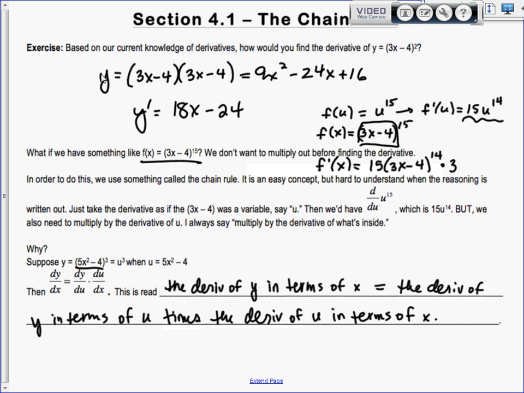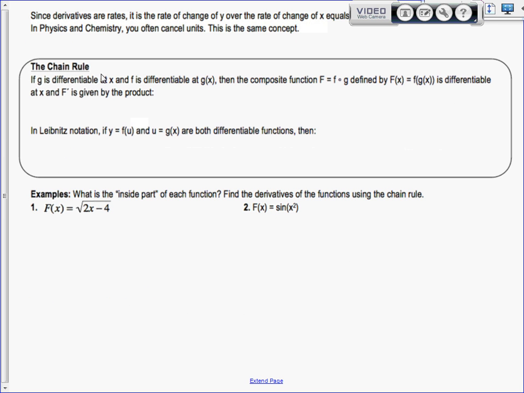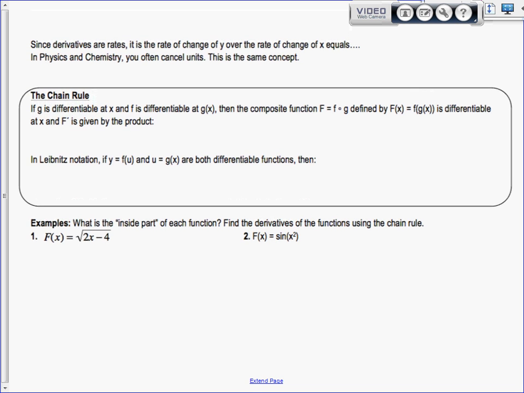Or you can think about it as you always need to multiply by the derivative of the inside. So, air quotes, inside. All right, so that's what we're going to do. Since derivatives are rates, it is the rate of change of y over the rate of change of x. So in physics and chemistry, you often cancel units. This is the same concept, so we're canceling our units.